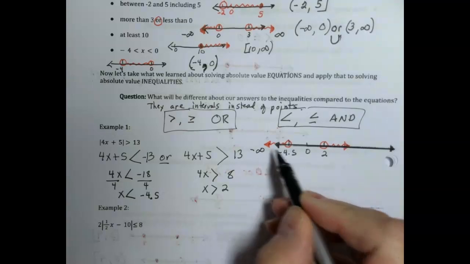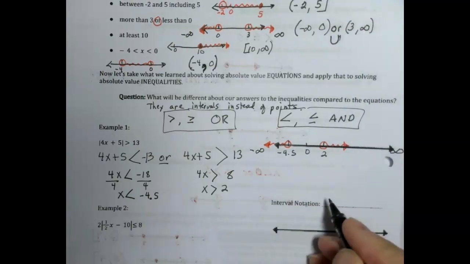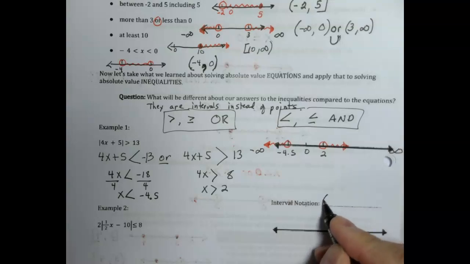Okay, so now let's do interval notation. That's going to be interval notation. I'll do it with left and right. So the notation would be negative infinity to negative 4.5, not included, or 2 to positive infinity, with open circles meaning parentheses. Okay?